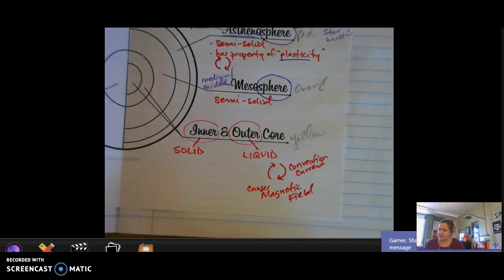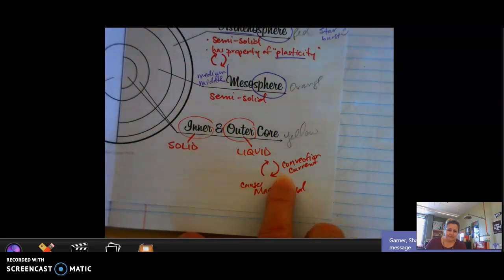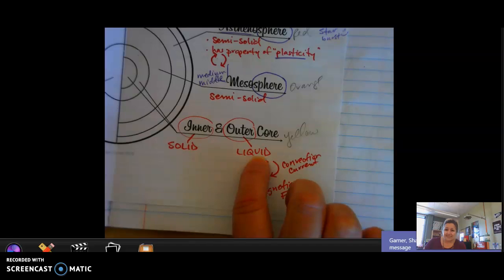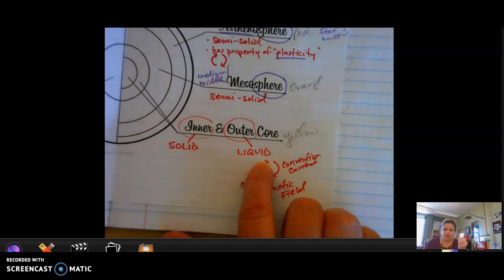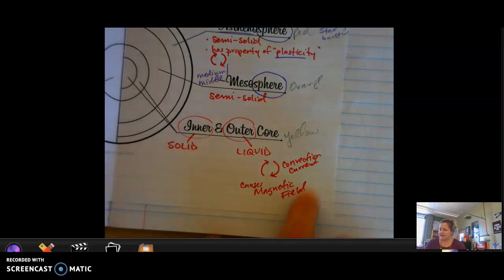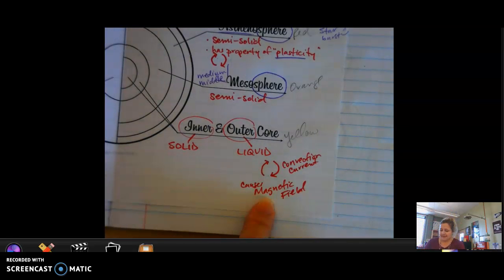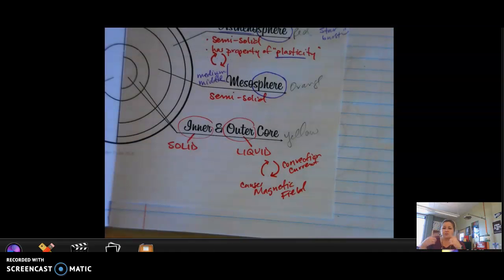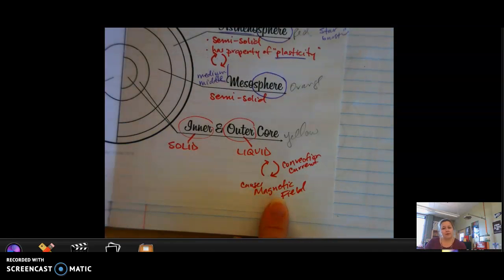Okay, but this causes convection currents in the outer core, because it's a liquid churning around because the inner core is hot. Remember, convection: hot stuff goes up, cool stuff comes down, makes that circular pattern. And here, since it's metal, and iron and nickel are magnetic metals (iron, cobalt, and nickel are the only naturally occurring magnetic metals), that turns around and gives us a magnetic field, which helps block some of the bad radiation from the sun. And it's what helps make our compasses work to point north. It's because of what's going on in the middle of the Earth.